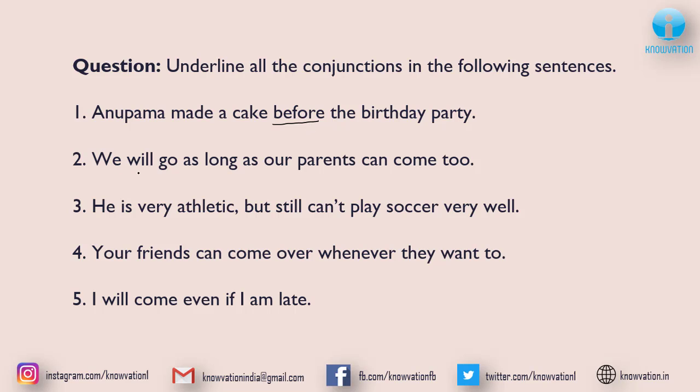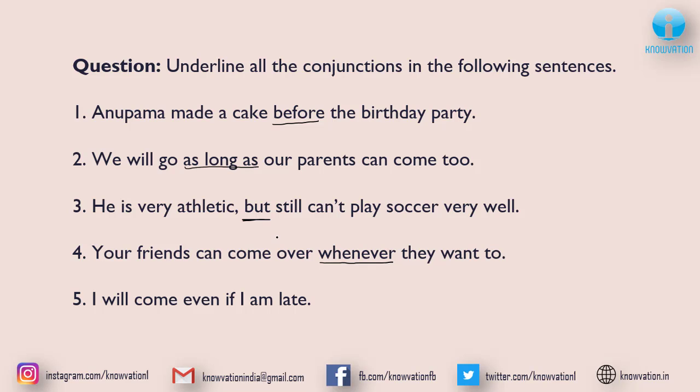Next, we will go as long as our parents can come. So here "our parents can come" and "we will go" are two different clauses, and "as long as" is my conjunction. He is very athletic but still can't play soccer very well. So here "but" is my conjunction joining these two parts of the sentence. Your friends can come over, whenever they want to. So "whenever" is my conjunction here, and "come over" is basically a verb.